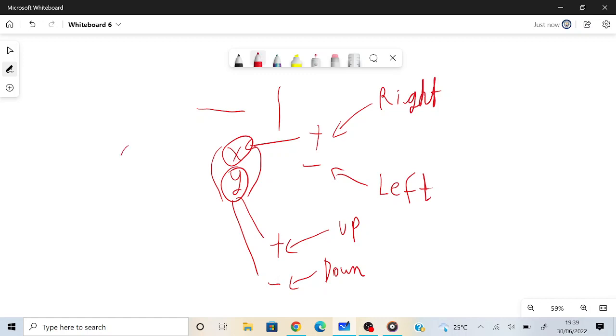Suppose I have 3 and 8. This means that if I were to translate my image using this vector, the image would go 3 units to the right and then 8 units above. Likewise, if this was minus 8, then it would be 3 units to the right and 8 units down. And if it was minus 3 and minus 8, then it would be 3 units to the left because it's minus, and 8 units down because it's also minus.